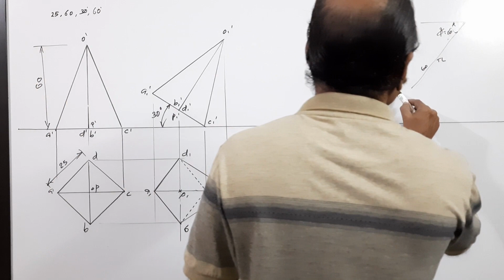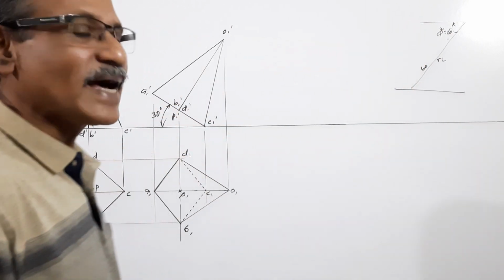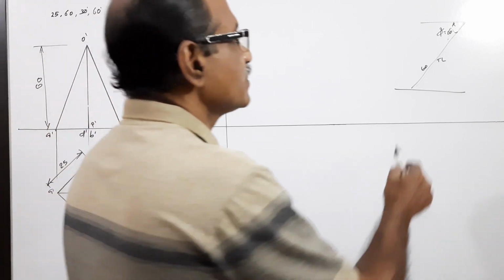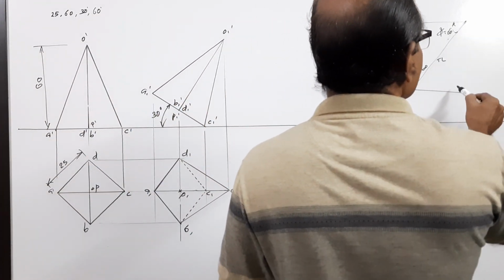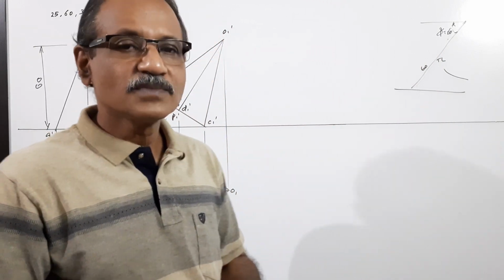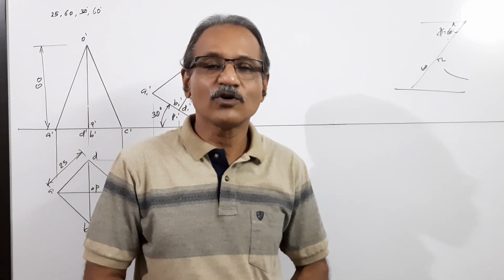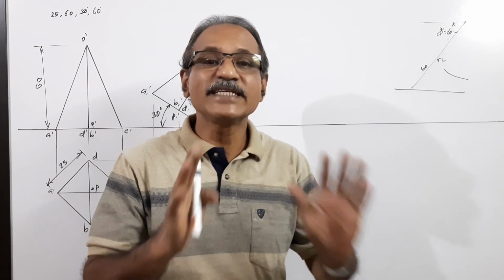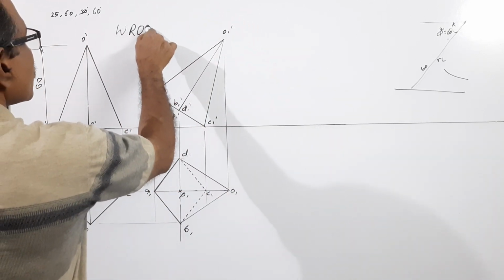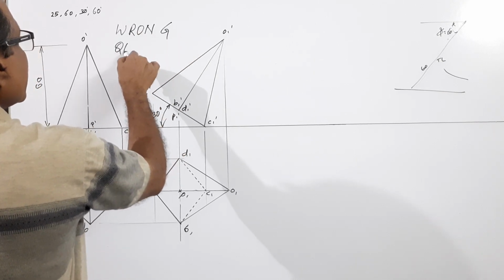Draw a locus. Take the plan length of the axis. What is the plan length of the axis? O1 P1. Take O1 P1 and with this as center, try to cut this. It will not reach the locus. What does it mean? The question is wrong. This is a wrong question.